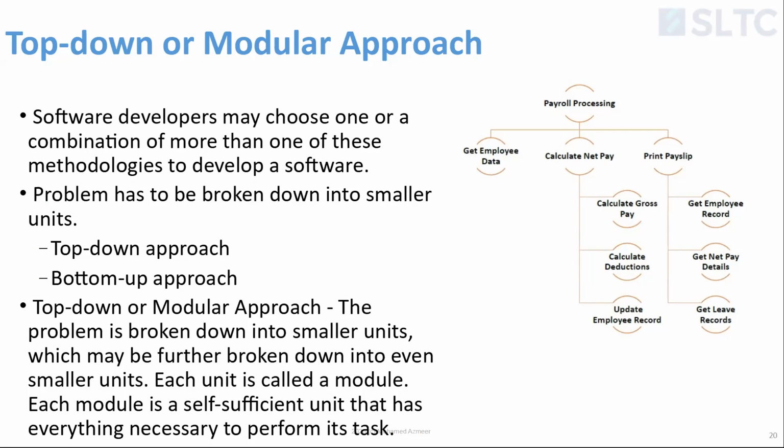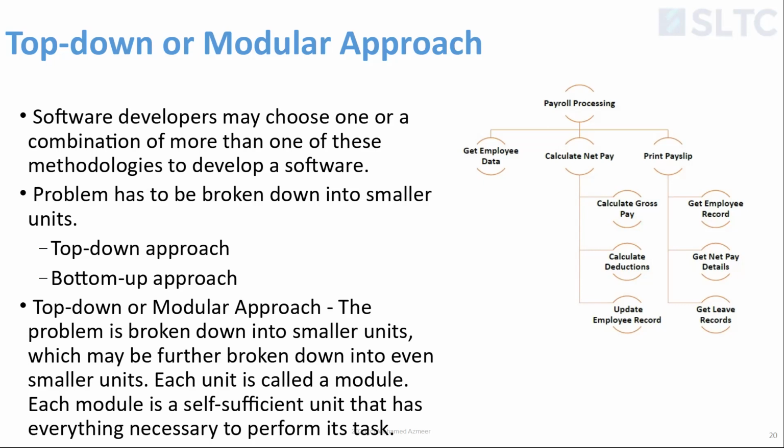If you take calculate net pay, inside that I have calculate gross pay, calculate deductions, and also update the employee record after calculating. Under print payslip, I have get employee record, get the net pay details, and also get the leave records. This approach is called top-down. You start from the top and you keep going down. You expand as you go down. And in each case, as you can see, I have one simple module to worry about.